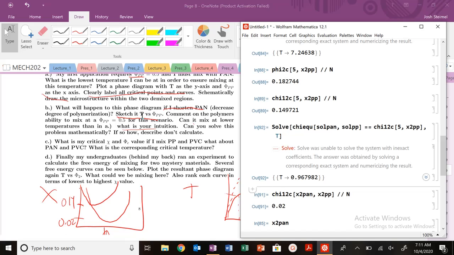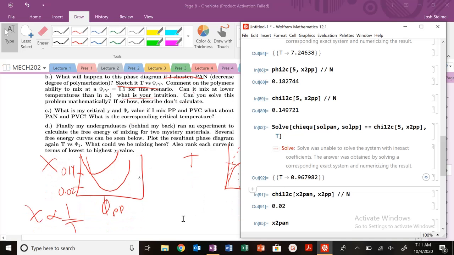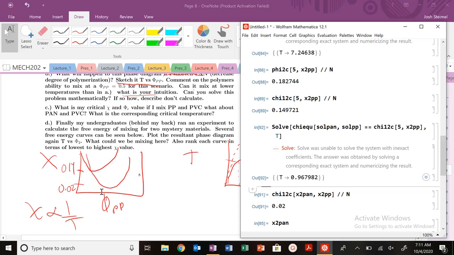So comment on the ability of the polymers to mix at PP. Now it's a little bit difficult because, again, you would expect it to be easier to mix, right? So I can mix at higher and higher chi values because this is shifting up. So that would be your intuition.